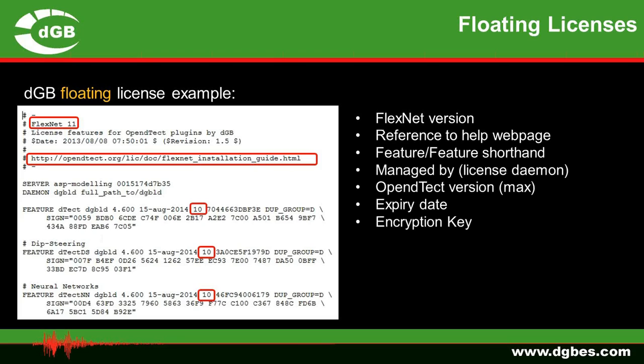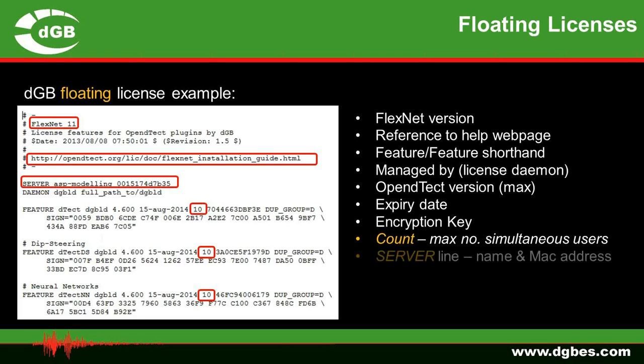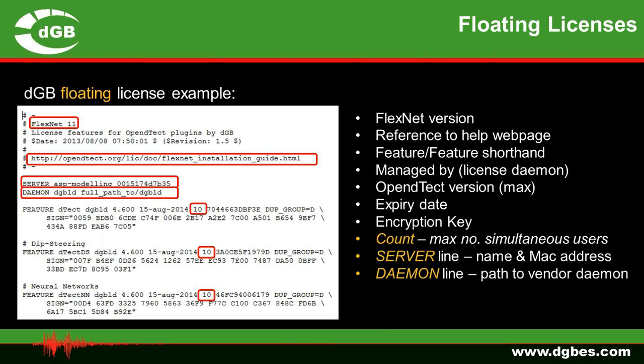In this case, however, we have a count. Rather than being uncounted, we do have a proper count here, which is the maximum number of simultaneous users which this license will allow via the FlexNet management system. We also have a server line, which gives the name of the server and its MAC address, and we have a daemon line which needs to be edited to give the full path to the vendor daemon, in this case the DGB license daemon.